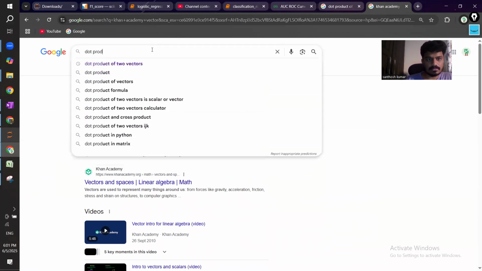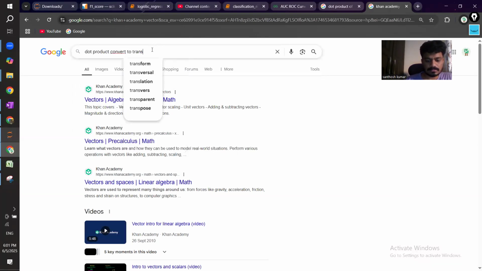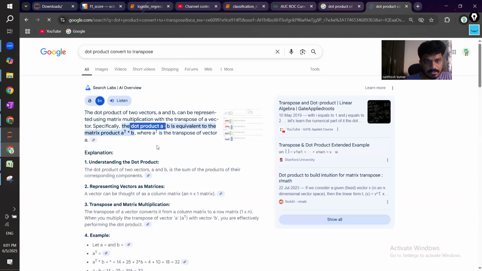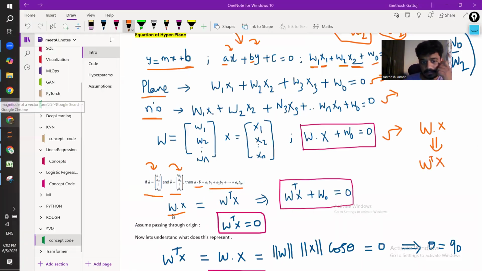Dot product, convert to transpose. As you can see, the dot product A dot B is equivalent to the matrix product of A transpose and B. Got it? So if you want to do a dot product, that is equal to a matrix product. That's why I'm saying, you are saying dot product, so I will write it as a matrix product, W transpose X, plus W0. Clear till this point?